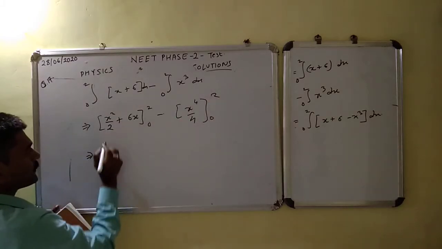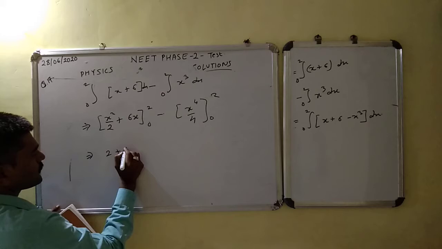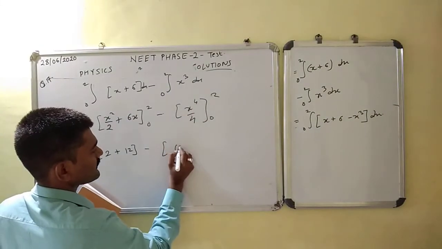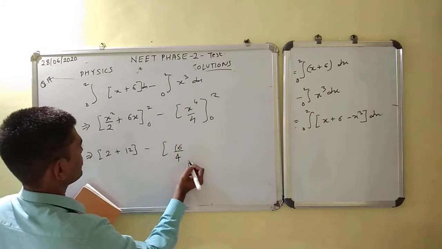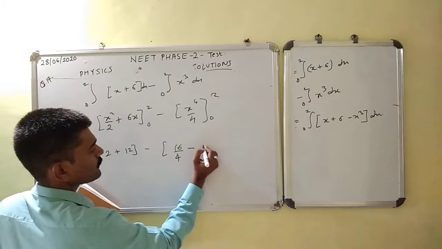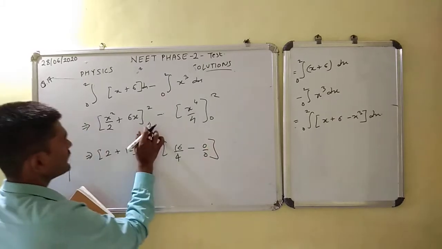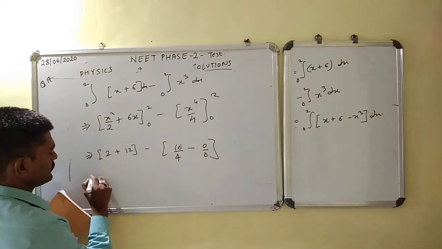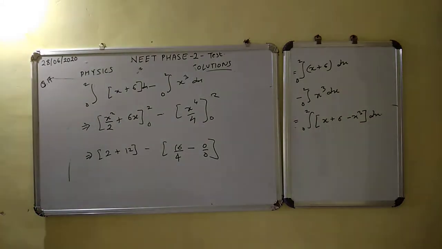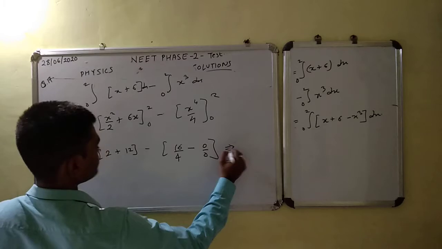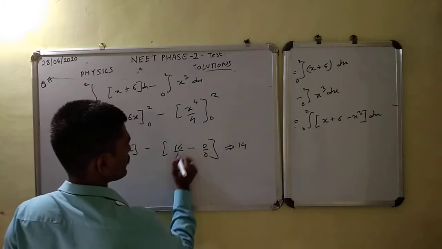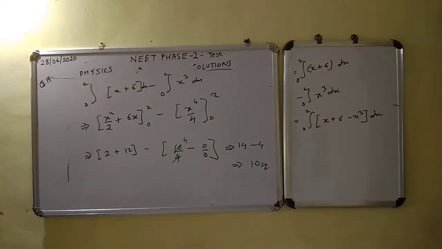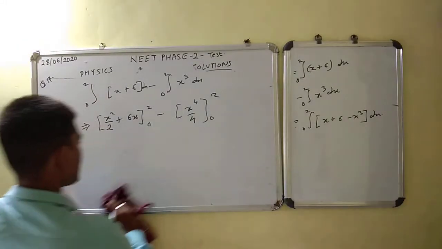2 squared is 4, 4 upon 2 is 2, plus 6 times 2 is 12, so 14. Minus 2 raised to 4 is 16, 16 upon 4 is 4, minus 0 raised to 4 upon 4, which is 0. Here we put 0, and 0 raised to anything is 0. So the answer comes 14 minus 4, which is 10 square units. 10 is the answer. Let me solve the last step again for you.